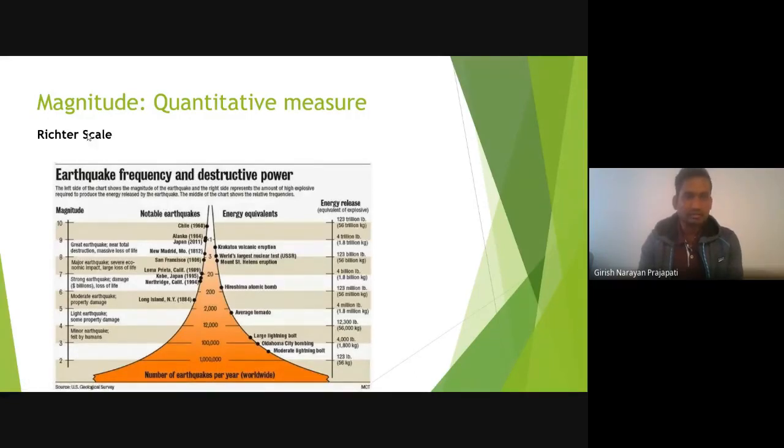We have seen earthquakes which have magnitude more than 8, like the Chile earthquake in 1960 and Alaska in 1964. Generally, in Japan, earthquakes are a common thing, every day. From 8 to 9 magnitude, the earthquakes are called great earthquakes, with near total destruction or a massive loss of life and property. And 7 to 8 magnitude earthquakes are major earthquakes with severe economic impact.